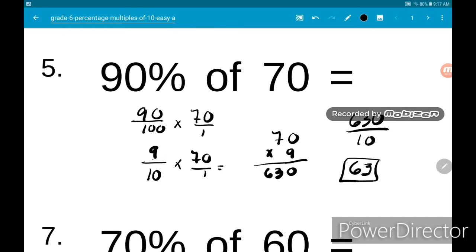Now the answer that we get, 63. It's less than 70, so we know we're in the ballpark. If we had gotten 10,000, the answer doesn't make sense. If we had gotten 2, no, 90% of 70 is not 2. But 63 is almost 70. 90%, that looks about right. And we did the math right.